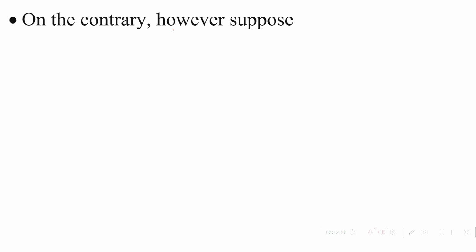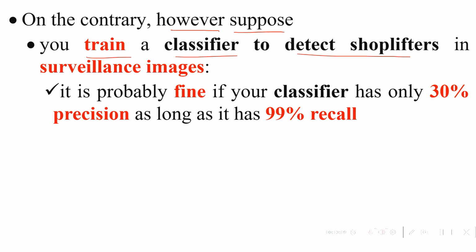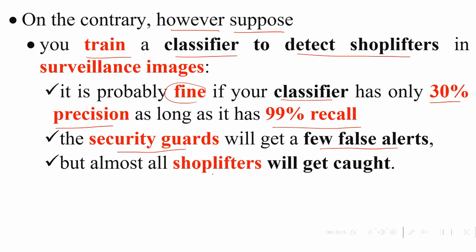In contrast, suppose you train a classifier to detect shoplifters in surveillance images. It is probably fine if your classifier has only 30% precision, as long as it has 99% recall. The security guards will get a few false alerts, but almost all shoplifters will get caught. That is the aim of recall.